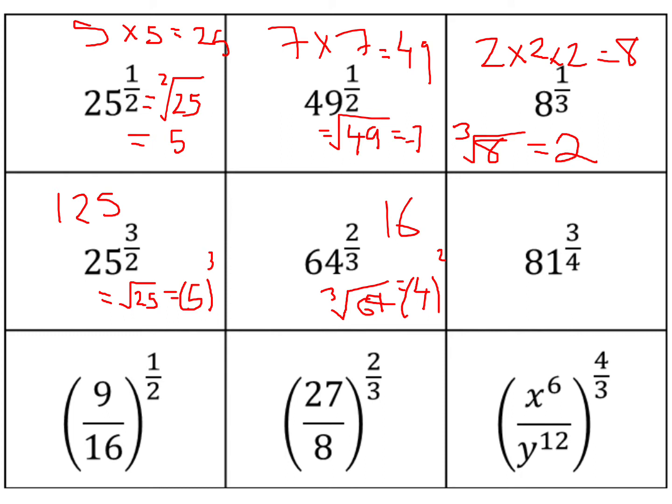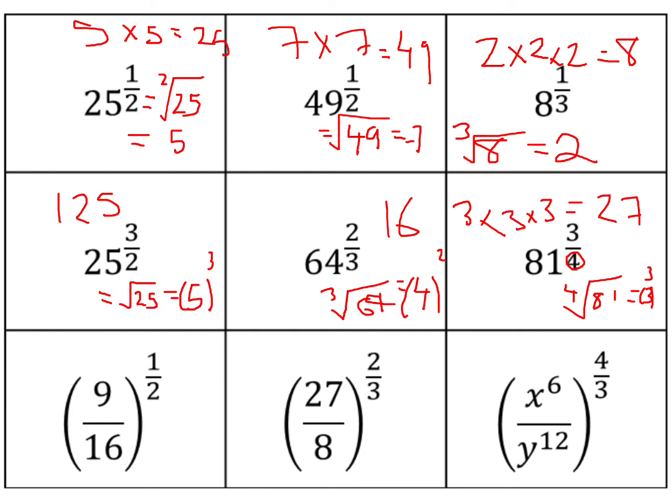Right, guys, next one, okay, 81 to the power of 3/4. Well, it's the 4th root of 81, okay, because it's the bottom number, so 81 to the 3/4. So it's the 4th root first, which is 3, and then I cube my answer, so raise it to the power of 3, okay, which is 27. 3 cubed means 3 times 3 times 3. Okay, right, guys, last few now, and then we will move on.